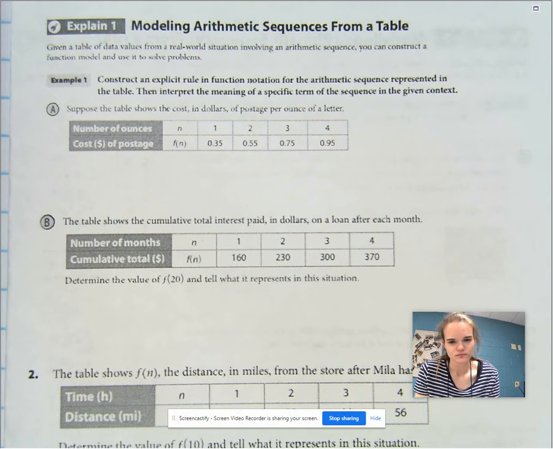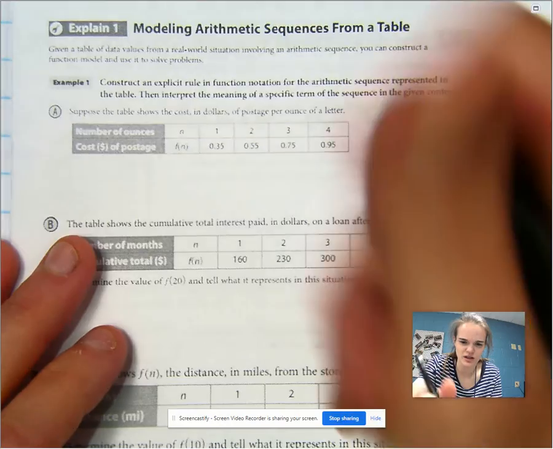All right. So we're modeling from a table. It says, given a table of data values from a real-world situation involving an arithmetic sequence, you can construct a function model and use it to solve problems. It says, construct an explicit rule in function notation for the arithmetic sequence represented in the table. It says function notation. That means instead of a sub n, we're going to use f of n. Then interpret the meaning of a specific term of the sequence in the given context. We're going to get rid of that part.